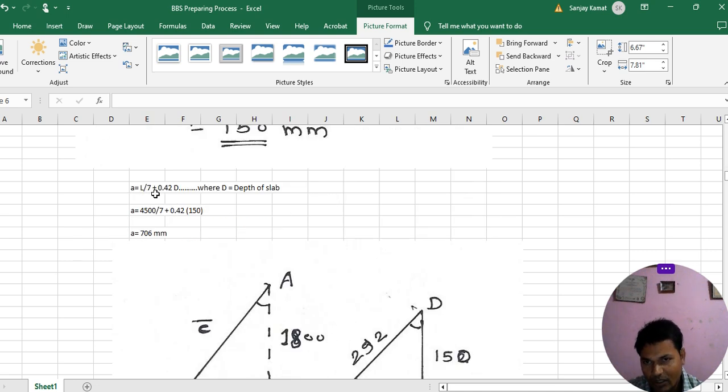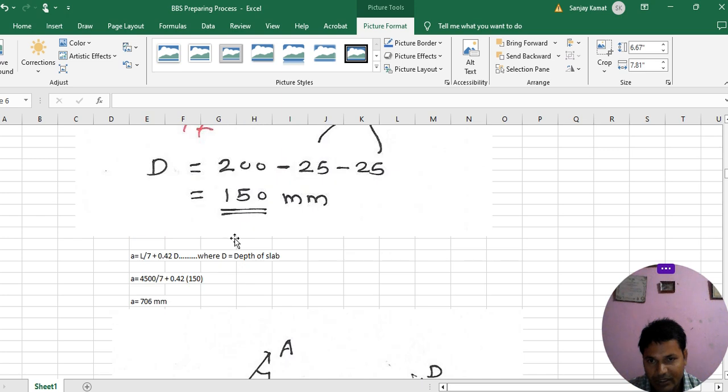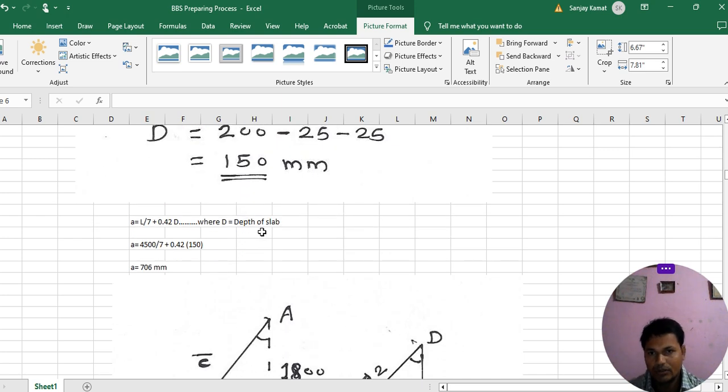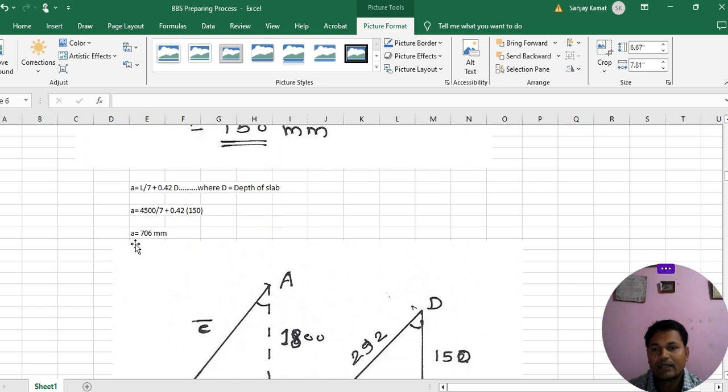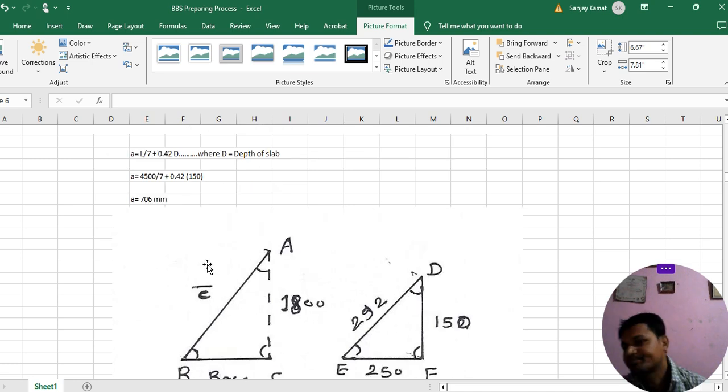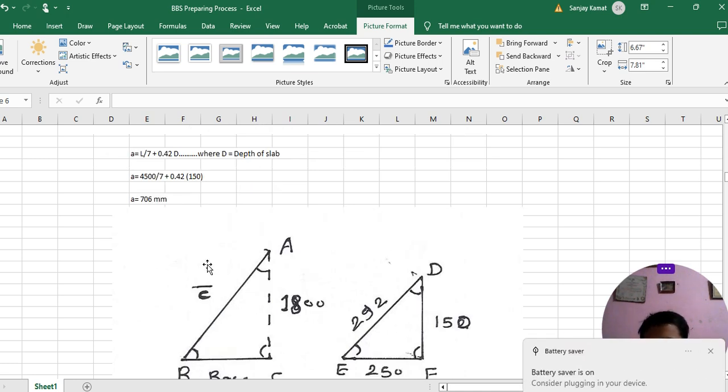For the longitudinal bar, L by 7 plus 0.42 d, and d is the depth we have just calculated. So depth is 150 mm. We keep this 150 in this formula, so we can easily calculate the value of the a portion. If we divide 4500 by 7 plus 0.42 into 150, it will come 706 mm.